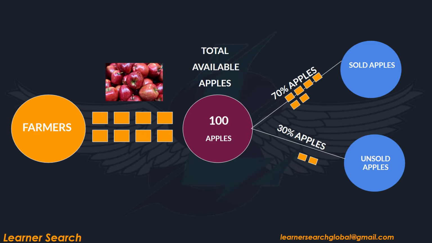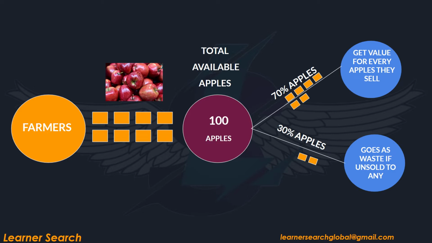Out of the total number of apples, in one case, 70% of apples were sold, leaving 30% unsold. For sold apples, the farmer gets value for every apple they sell. Unsold apples are considered as waste if they are not sold to anyone. We can refer to the apples that have been sold as premium apples. Unsold apples can be referred to as remnant.